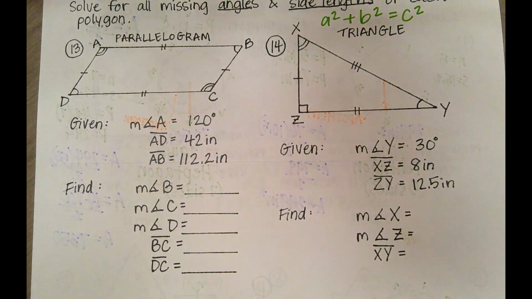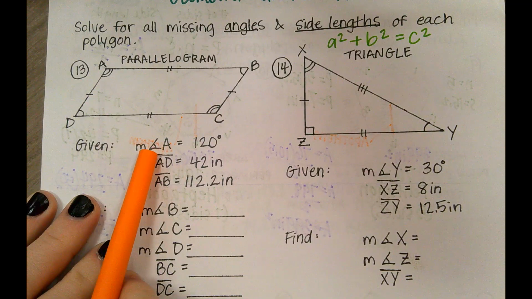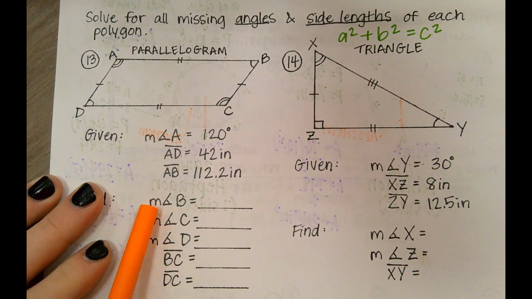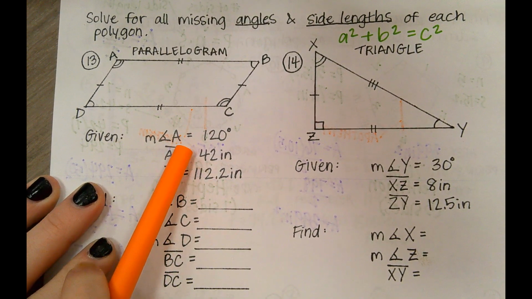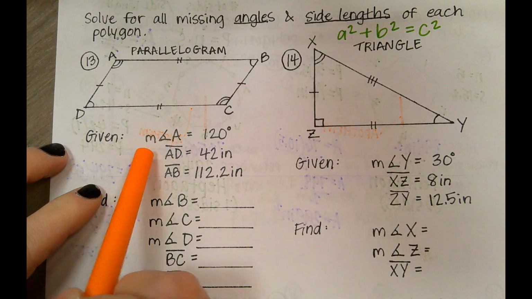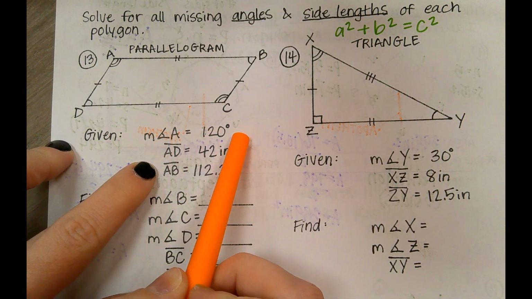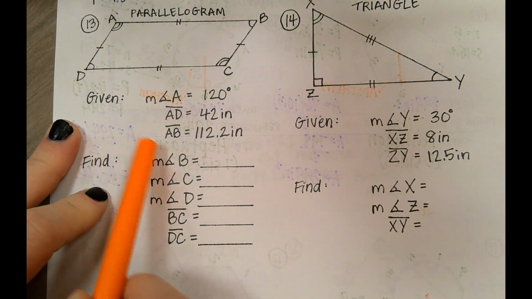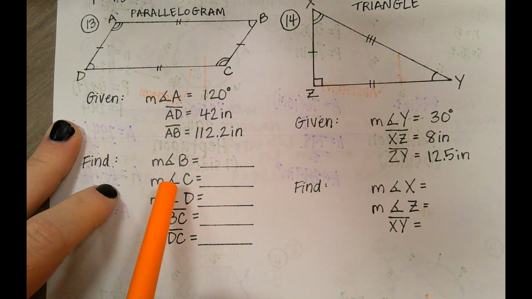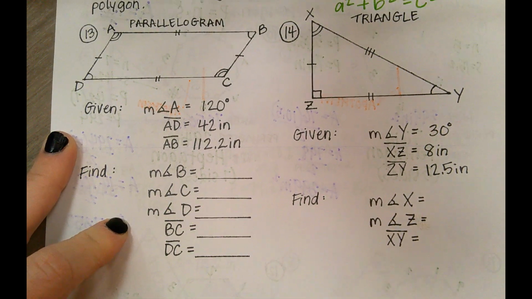All right, so now we will look at page 4, and I want to answer a question that I just answered off camera. Somebody asked, what does this little M mean? Is that like the middle of angle A, the middle of angle B? That little M is just meaning measure of angle A. So what I'm giving you for 13 is that the measure of angle A is 120 degrees. You're going to find the measure of angle B, measure of angle C, and measure of angle D. That's all that M means. No extra steps.